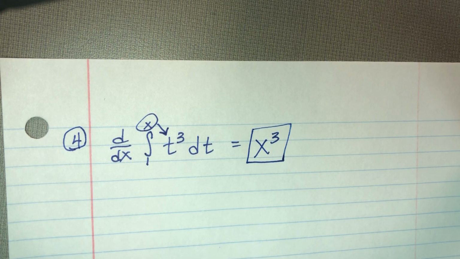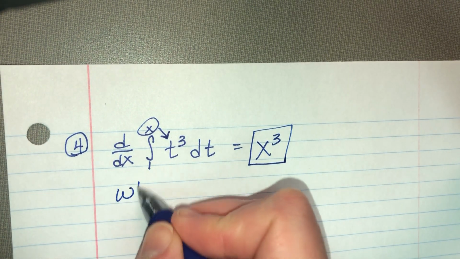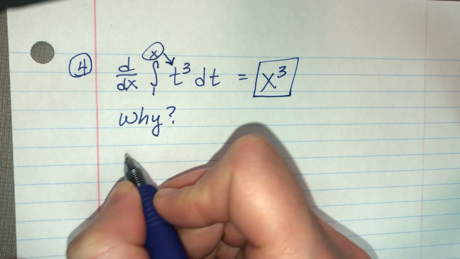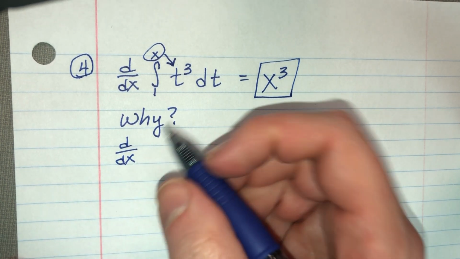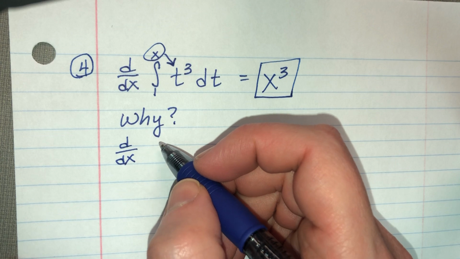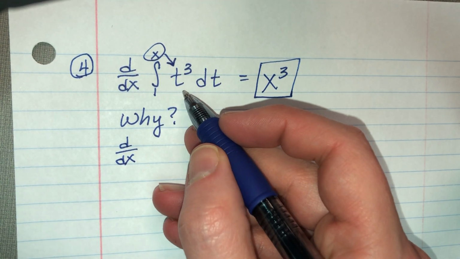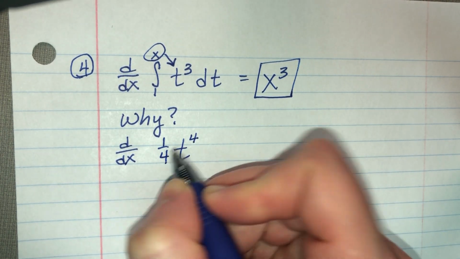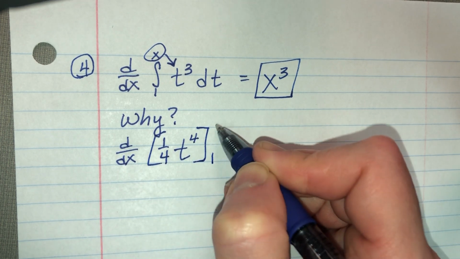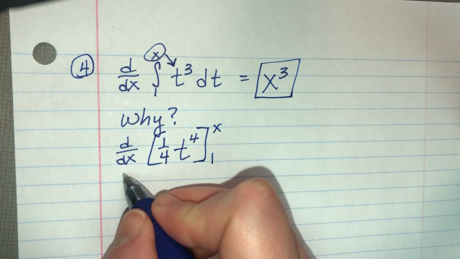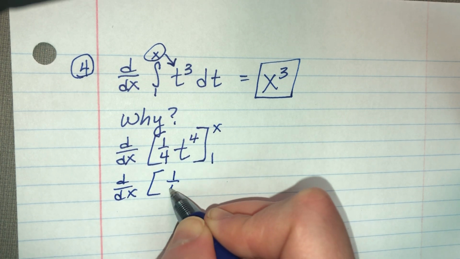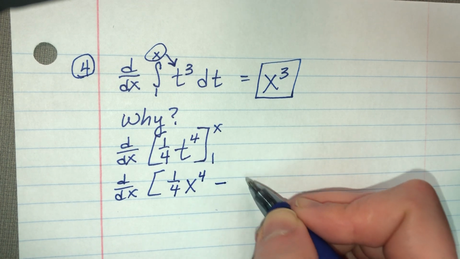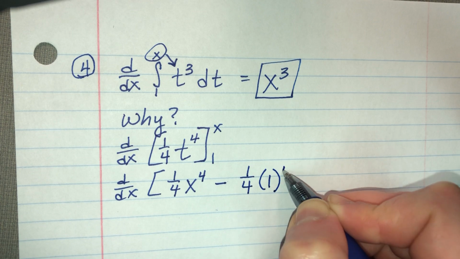Now you might be going, but why, Mrs. Heiss? Why would you do that? Is it magic? No, it's not. It's math. Let's do it the long way, okay? If you were to take the derivative of this integral, well, let's integrate it. T cubed integrated, do power rule backwards. Add 1 to the power, multiply by the reciprocal of the new power, and then let's evaluate this from 1 to x. So we're going to sub in an x, 1/4 x to the 4th, and then we're going to subtract what we get when we sub in the 1, 1/4 times 1 to the 4th.